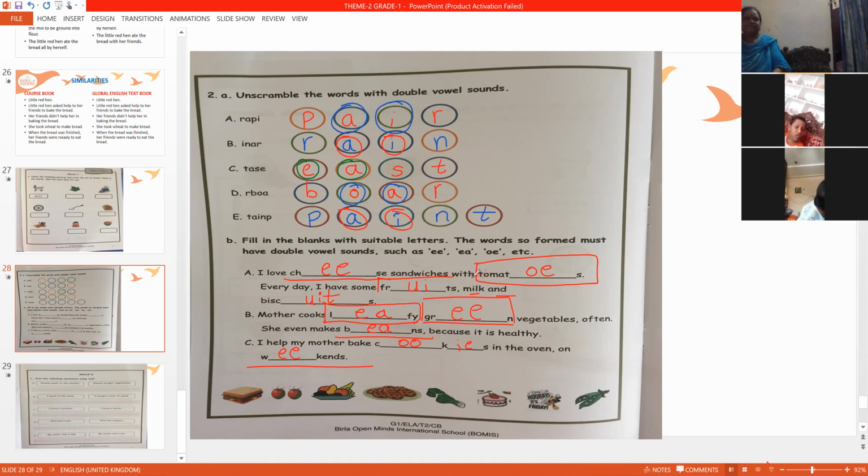So now we will read these complete sentences. I love cheese sandwiches with tomatoes. Every day I have some fruits, milk and biscuits. My mother cooks leafy green vegetables. Often she even makes beans because it is healthy. I help my mother bake cookies in the oven on weekends.